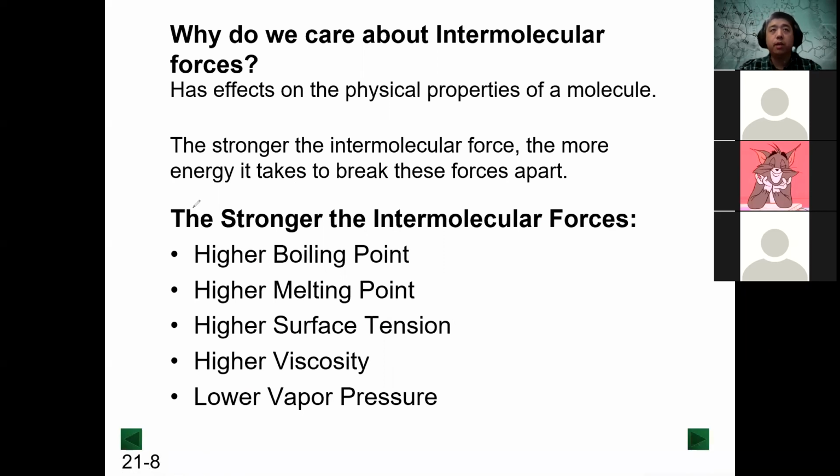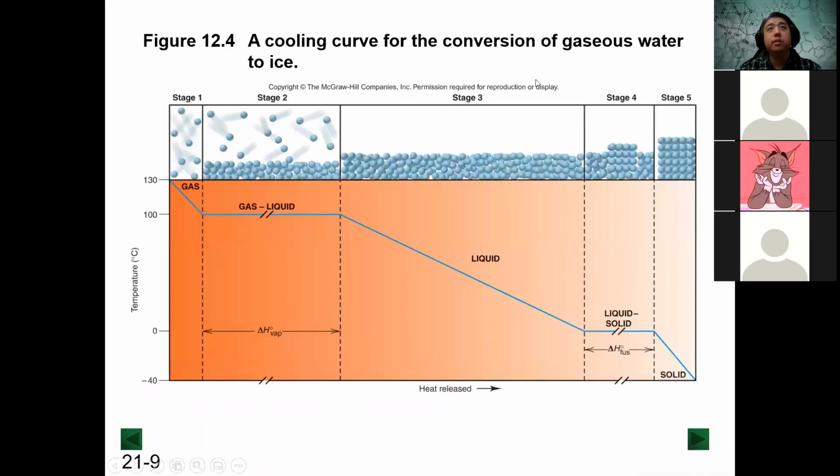So if this goes up, everything else goes up except for vapor pressure. All right, with that said, let's continue. There's two types of graphs in chapter 12, the heating cooling curve and then the phase diagram. Make sure you know the difference between the two.